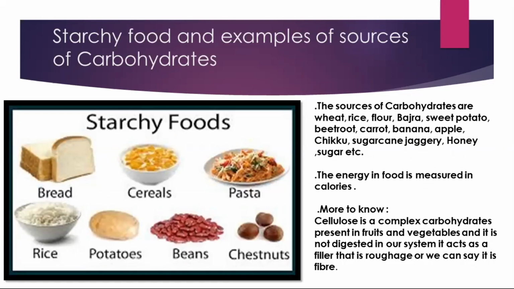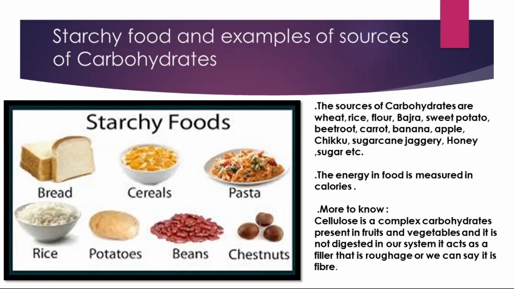Now you can see this image where in bread, cereals, pasta, rice, potatoes, beans and chestnuts, carbohydrates are present. It means it is a starchy food. The sources of carbohydrates are, for example, wheat, rice, flour, bajra, sweet potato, beetroot, carrot, banana, apple, chiku, sugarcane, jaggery, honey, sugar, etc. And this energy is measured in calories.